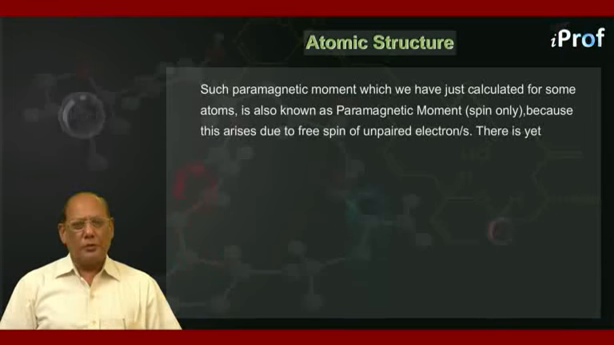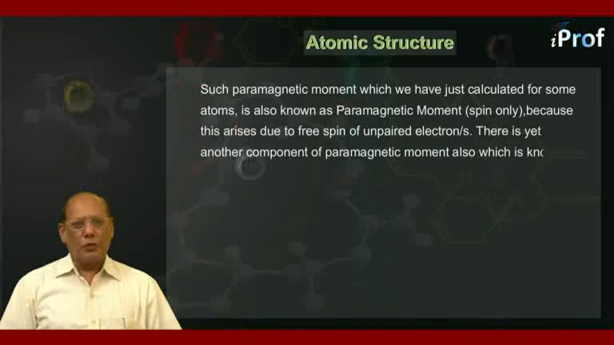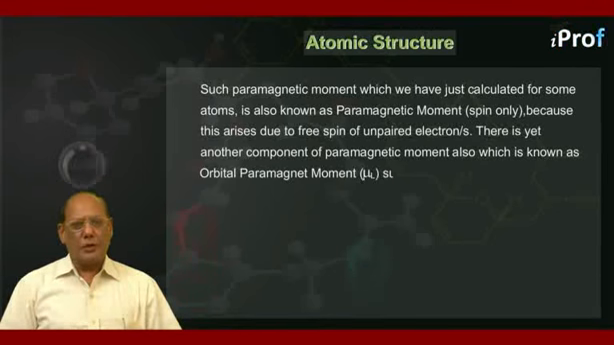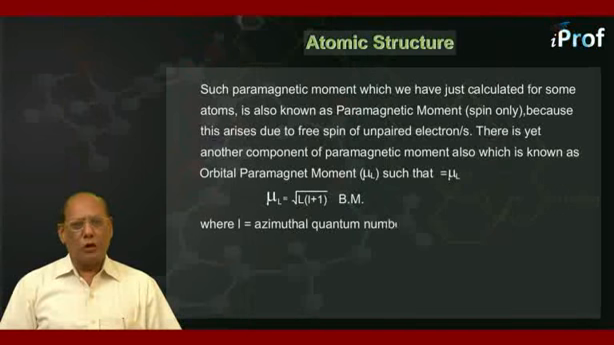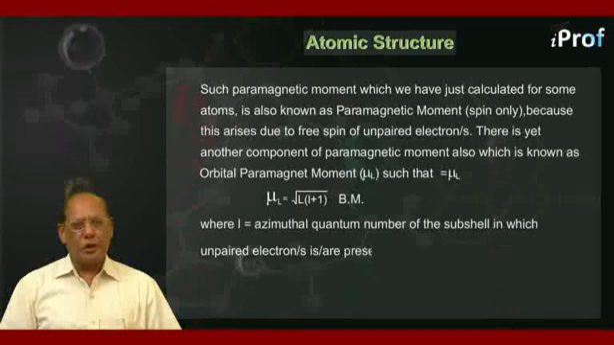There is yet another component of paramagnetic moment also, which is known as orbital paramagnetic moment, mu L, such that mu L is equal to under root L into L plus 1 Bohr magneton, where L is equal to the azimuthal quantum number of the subshell in which the unpaired electron or electrons is or are present.